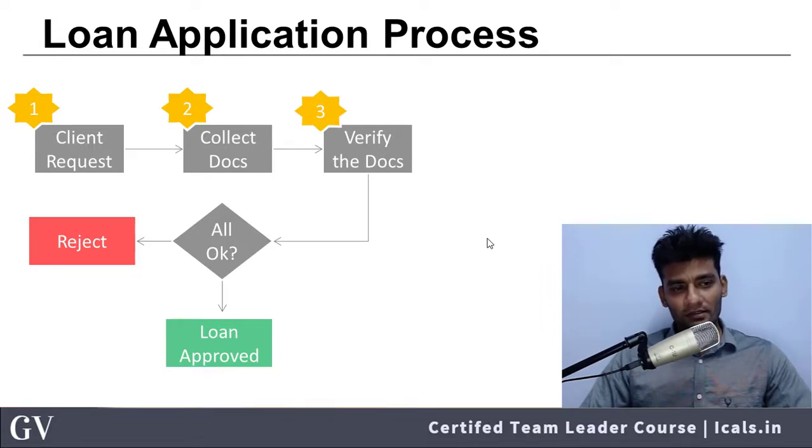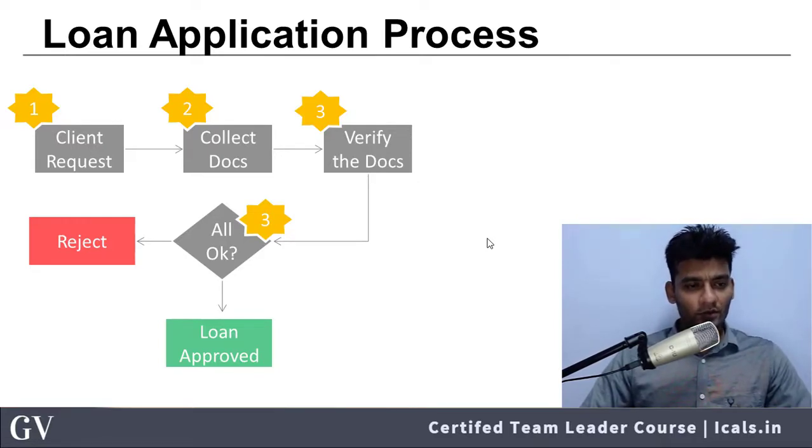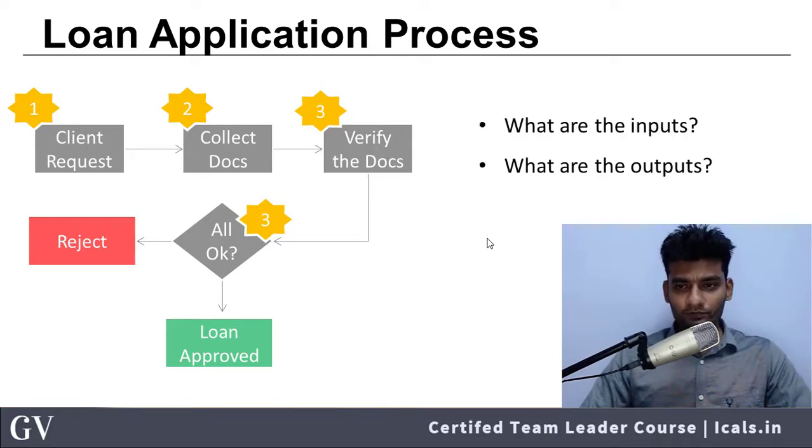So this becomes process 1 and process 2 and process 3. What I meant is that your client request, the output of the client request process step becomes an input for a collect document process, which is your process 2. And the document collection, which is the output, the hard document itself, that becomes an input for a verification process. So at the end output of this particular loan application process, you will be able to see whether it is rejected or approved. Now what are the inputs and outputs is what we discussed now.